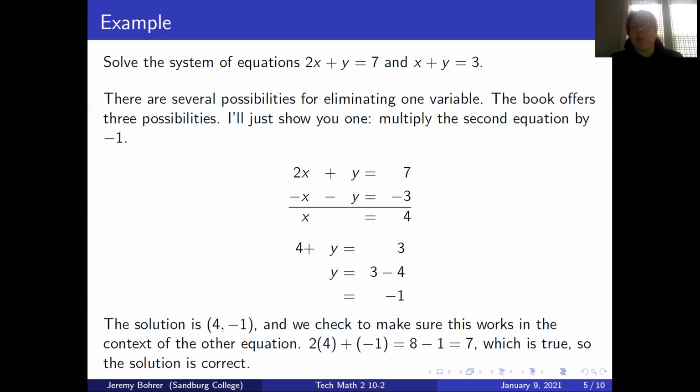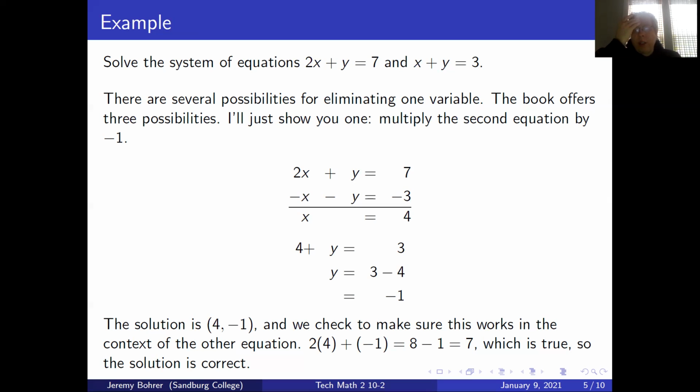So if we have 2x plus y equals 7 and -x minus y equals -3, we add those things together. 2x minus x is x, y minus y is 0, 7 minus 3 equals 4, so x equals 4. Then we have 4 plus y equals 3, which means y equals 3 minus 4. We've just subtracted 4 from both sides of the equation, which gives us y equals -1.